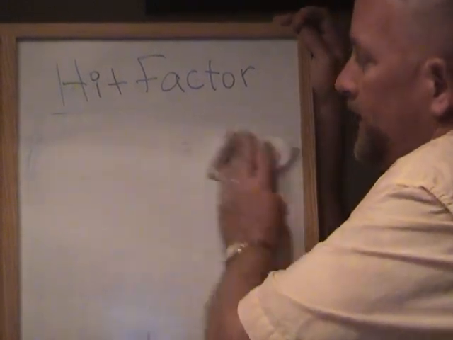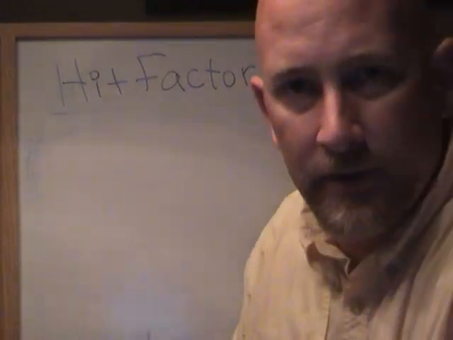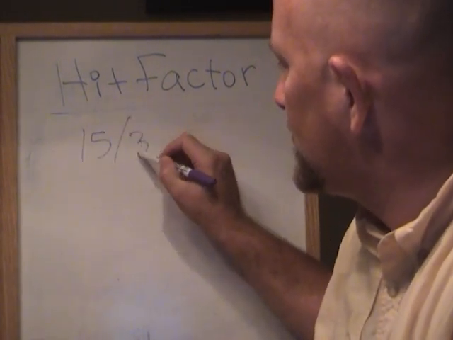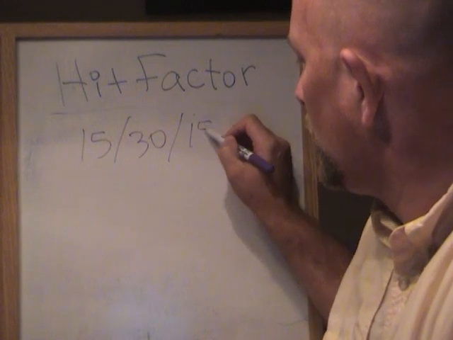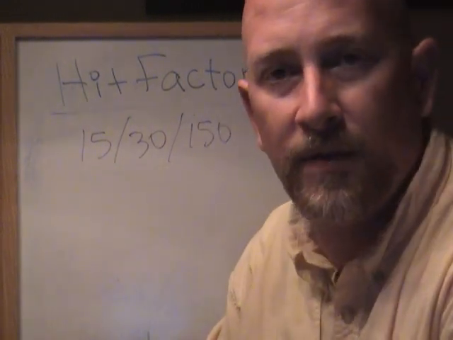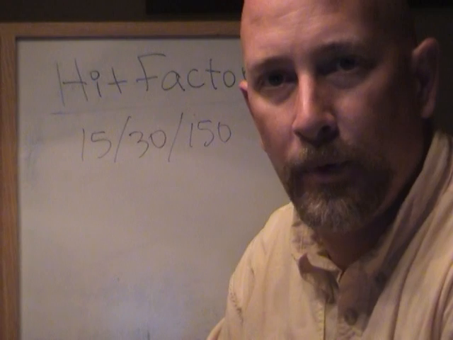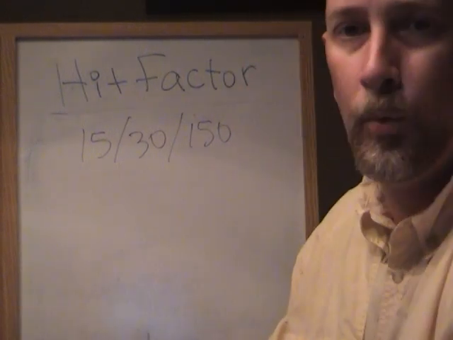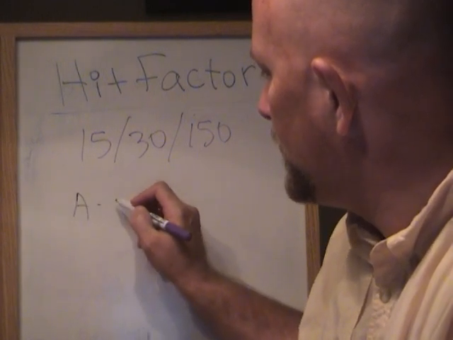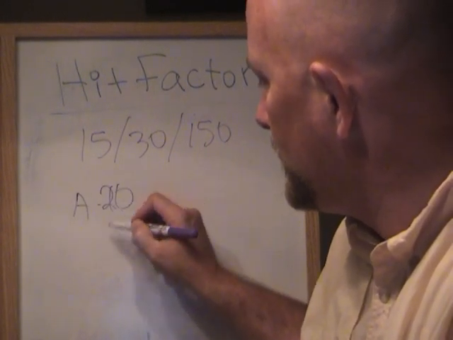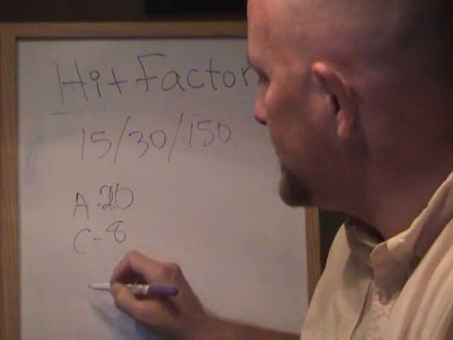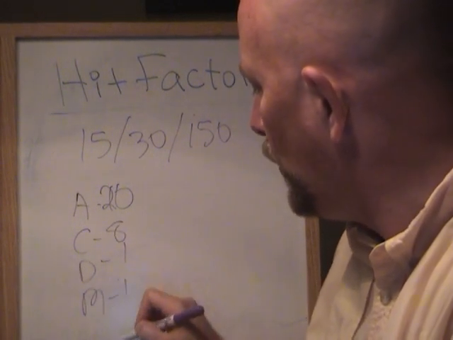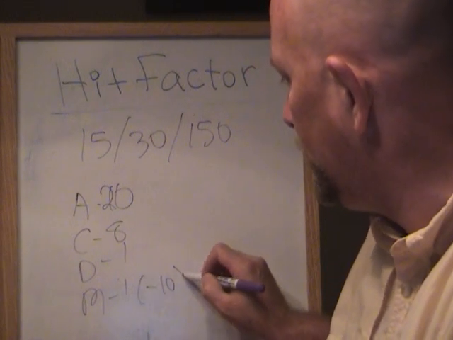Let's take all this good information and put it together in a hypothetical course of fire. One that has 15 targets. Means you're going to fire 30 shots, but a total of 150 points possible because you fire 2 shots at each target worth 5 points each. 30 shots, 150 points. Now, when you finish, we will assume that you have hit 20 A zone hits, 8 C zone hits, 1 D, and unfortunately you missed once. That's going to cost you 10 points.